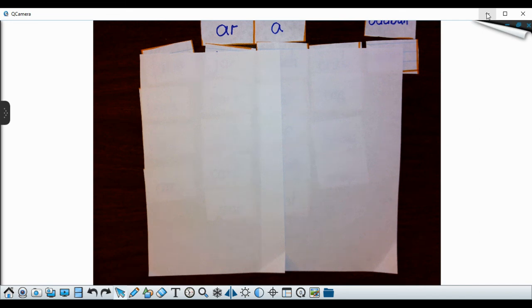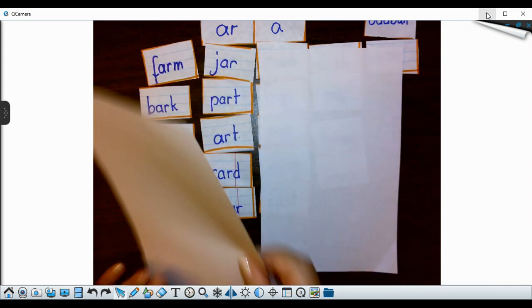Today is day 3 of our word sort number 63, our R influenced A. And we're learning all about our short A and our AR. I want you to pause your video here and quickly sort your words out. All right, thank you for pausing. And now that you've sorted your words out, I'm going to unveil mine.